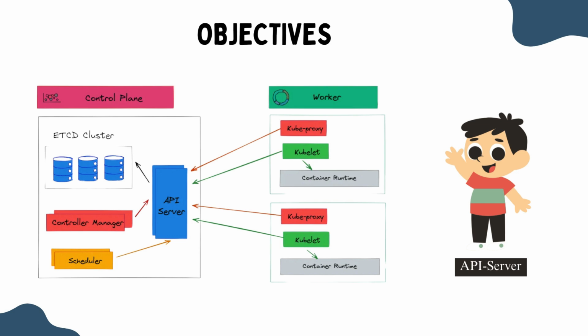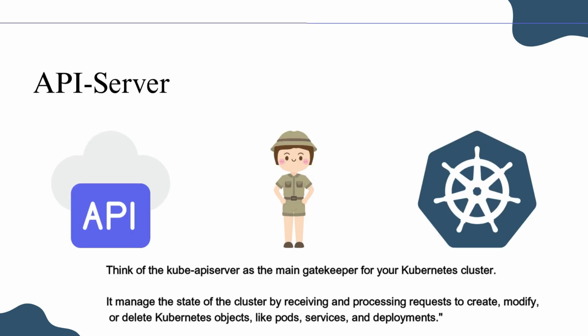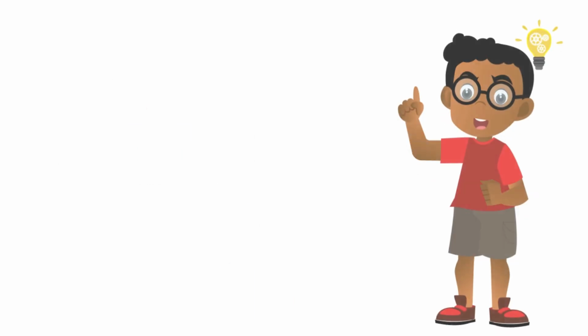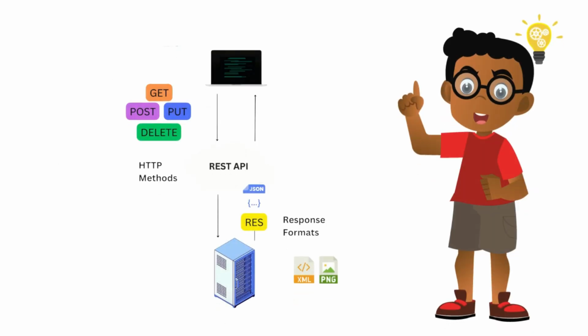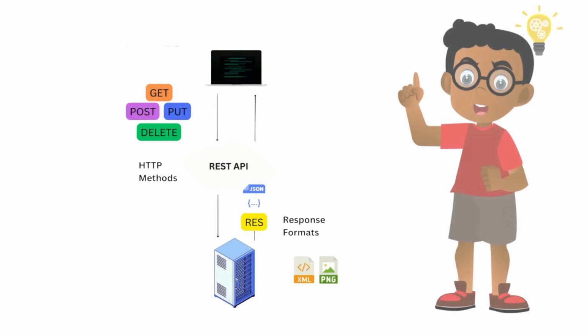The Kube-API server is a key component for the Kubernetes control plane. It is responsible for exposing the Kubernetes API. Think of the Kube-API server as the main gatekeeper for your Kubernetes cluster. It manages the state of the cluster by receiving and processing requests to create, modify, delete Kubernetes objects like pod, service, deployment. The API provides a RESTful API, which means it uses standard HTTP methods like GET, POST, PUT, DELETE. This makes it easy for the client to interact with the cluster.